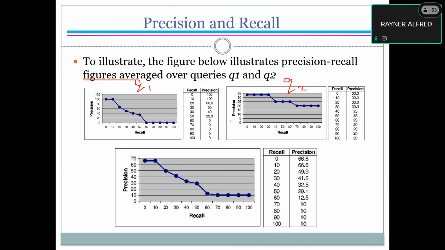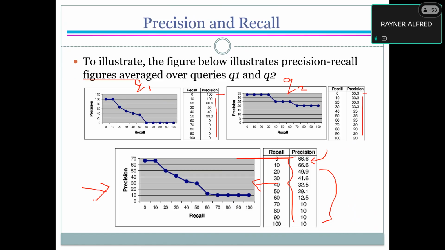So we take these two, we add up, and we take the average. So similar to the rest of this number, we take the average and you get this. Okay, so once you get the average of this, then you can plot your recall precision graph. So the final one will give us the average performance given all the queries that we have used in order to test the IR system.